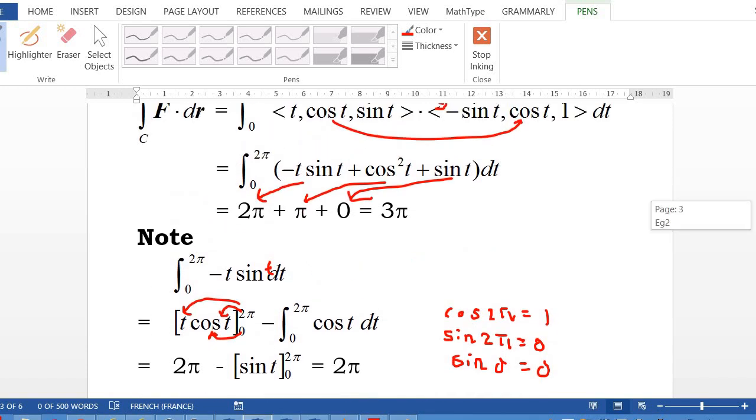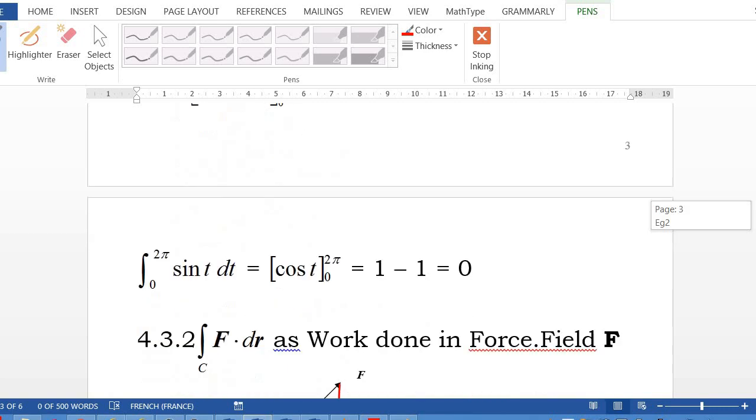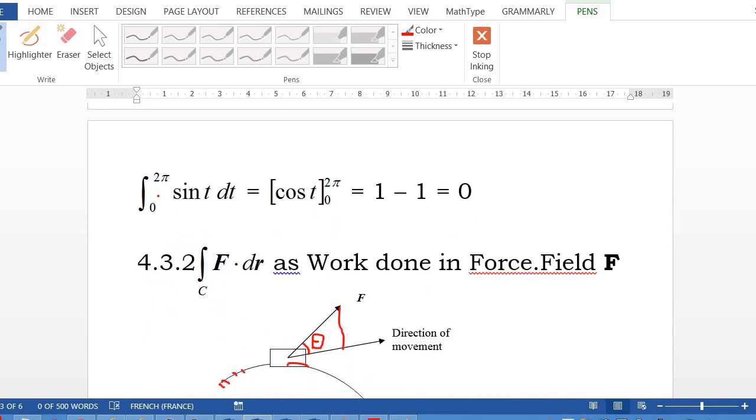Lastly, integrate sin t from 0 to 2 pi, and you get the answer 0. Because integrating sin gives negative cos t, and cos 2 pi is 1 and cos 0 is 1. So you get 0.